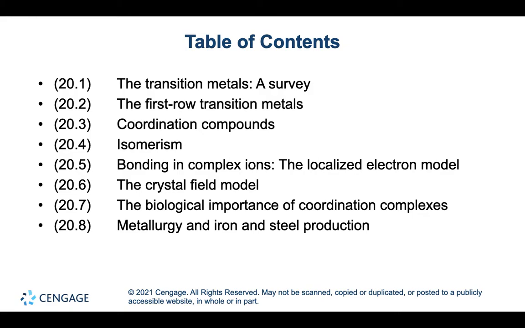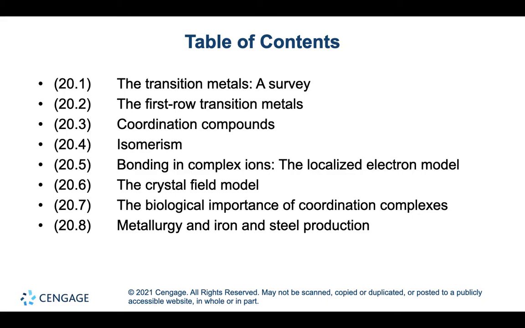So these are the 8 sections we're going to go through. We're going to survey the transition metals. We're going to look at the first row transition metals, scandium through zinc, 21 through number 30. Then we're going to talk about these coordination compounds. We're going to look at how coordination compounds are named and how to get a name from its formula, how to get a formula from its name. And we're going to look in 20.4 at how coordination compounds can form isomers, which are the same chemical formula but physically and geometrically put together in a different pattern.